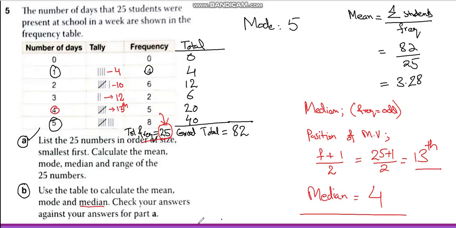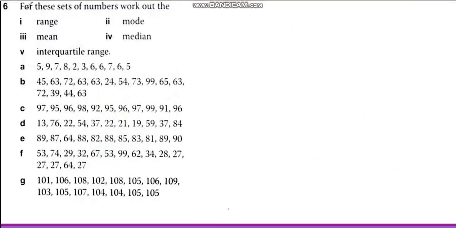Now we will proceed to the next question. In question number 6, they want us to calculate the range, mode, mean, median, and interquartile range. So I will do only part A here.